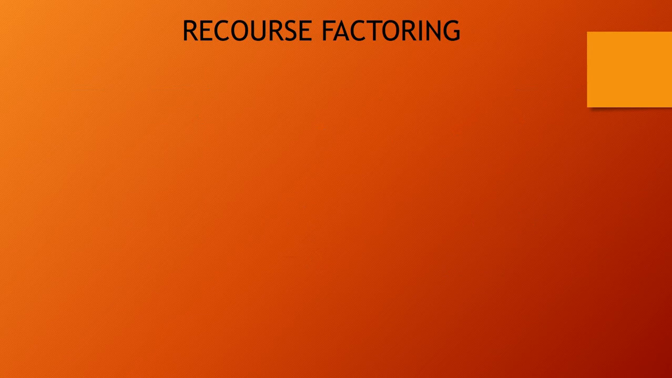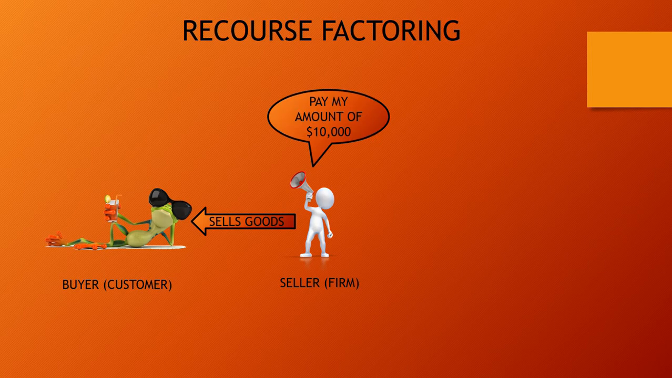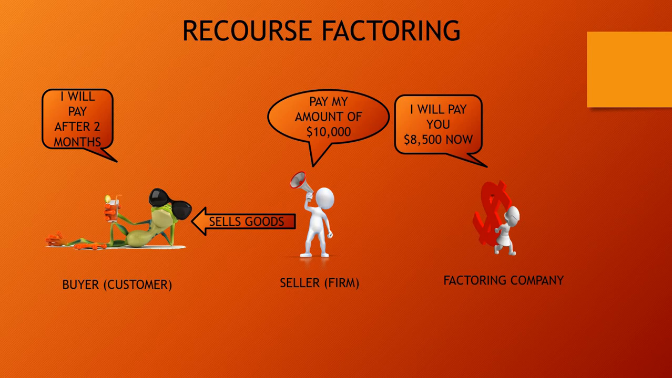Next is recourse factoring. So let's take the same example. This is your buyer, this is your seller. If the seller is selling goods to this buyer and demanding $10,000, this customer again says that I want the credit for 2 months. So it approaches this factor company, and the factor company pays 8,500 right now.